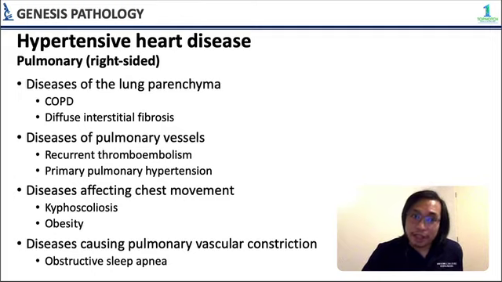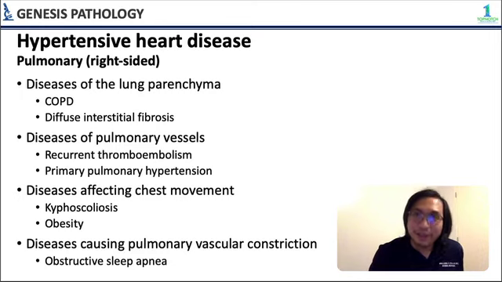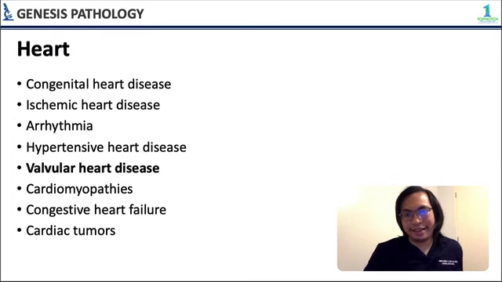Okay? Now, diseases causing pulmonary vascular constriction, obstructive sleep apnea. Again, obstructive sleep apnea, hindi ka humihinga. No, habang tulog ka, hindi ka humihinga, your lungs are not oxygenated well. Ano nangyayari sa pulmonary vasculature sa lungs if it's not oxygenated well? Vasoconstrict, increased pulmonary pressure, hypertensive heart disease, right-sided. Okay? Okay. Valvular heart disease tayo.